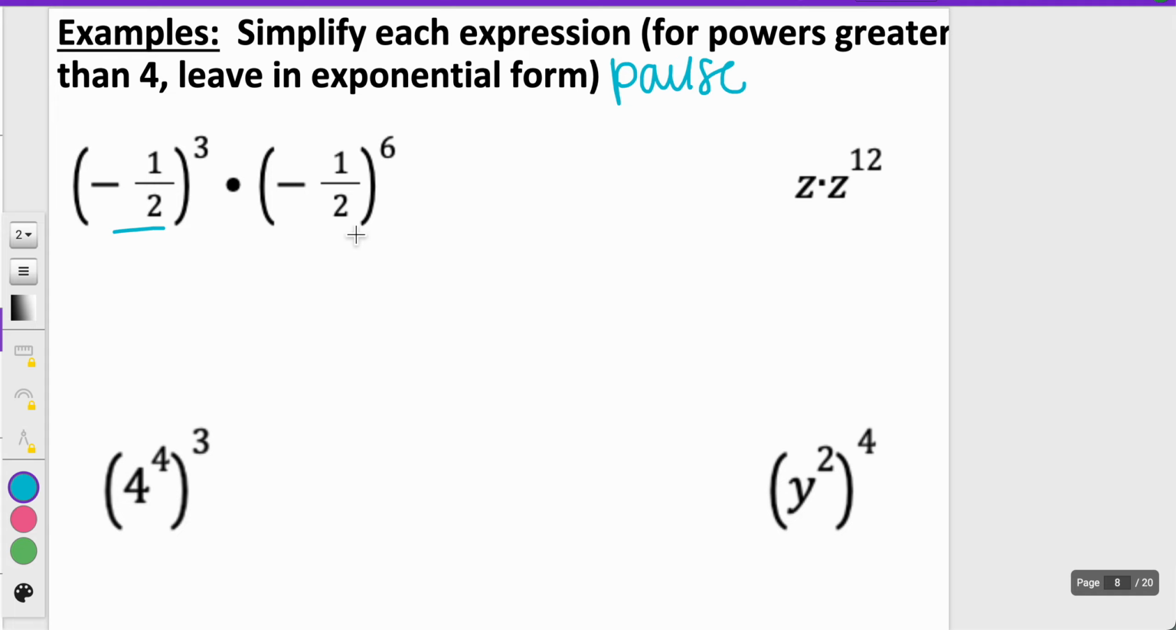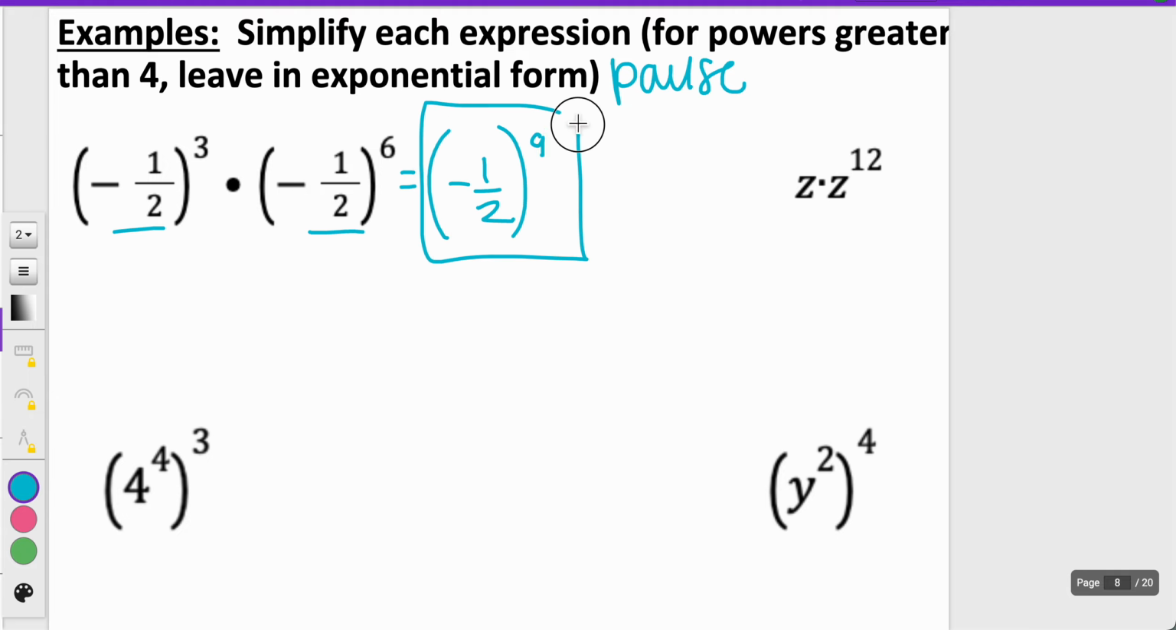All right, same base, so I can add my powers together and keep my same base. So negative 1/2 stays the same, and 3 plus 6 will give me 9. The next one I have is z times z to the 12th. Again, remember z, if it doesn't have an exponent, just add a 1 there. And now I can say this is z to the 13th power.